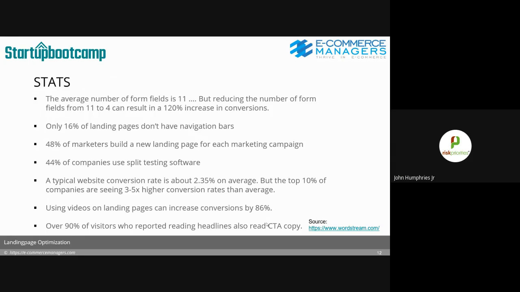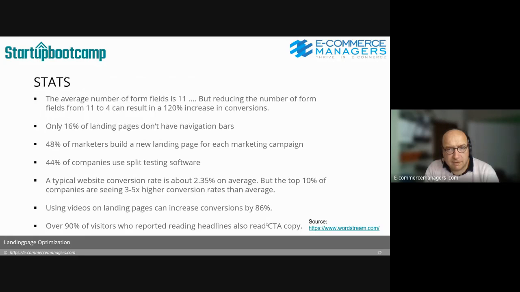48% of marketers build a new landing page for each marketing campaign. That's a lot of work if you have to do that. 44% of companies use split testing software. A typical website conversion rate is about 2.35%. But the top 10% of all the companies are seeing 3 to 5 times higher conversion rates than the average. Using videos on landing pages can increase conversions by 86%.